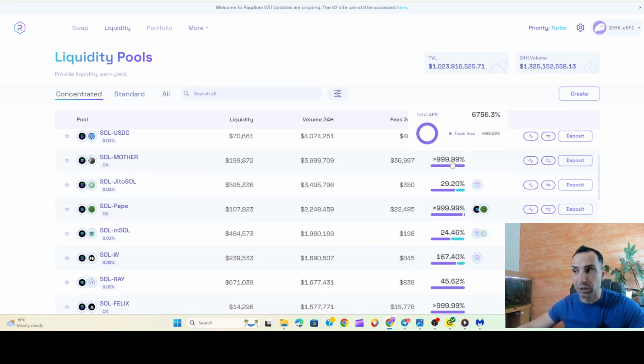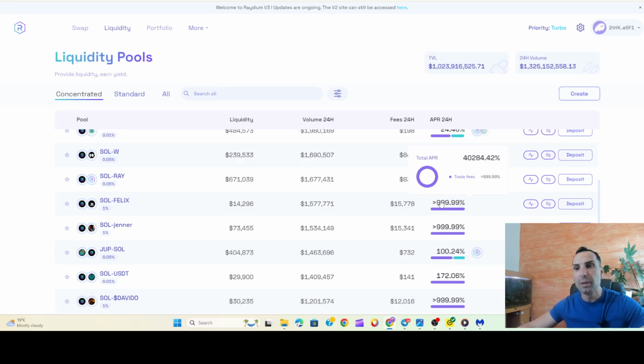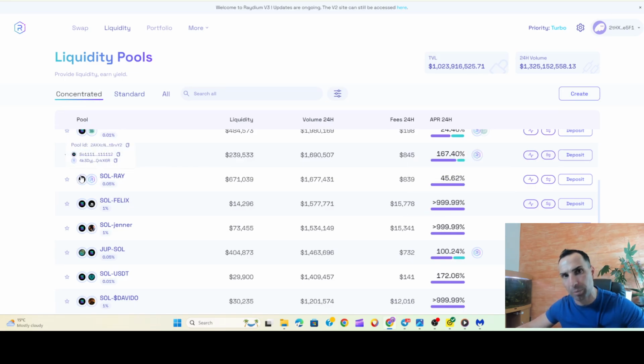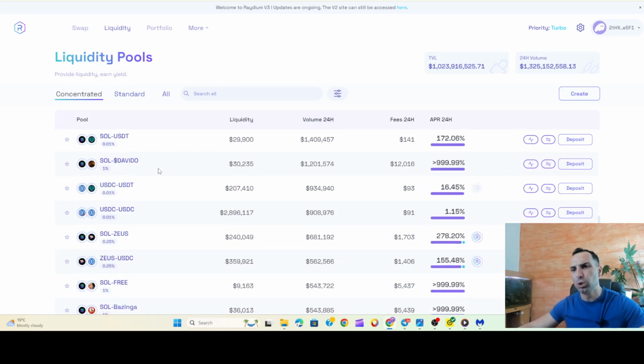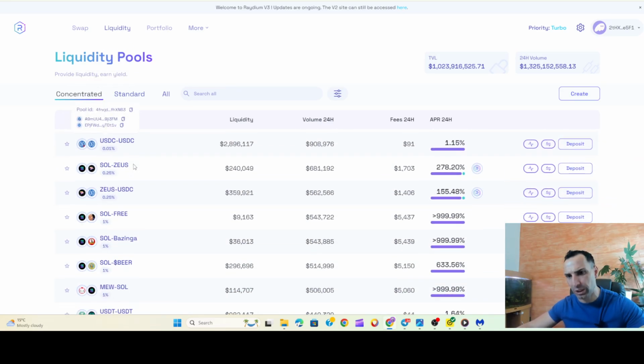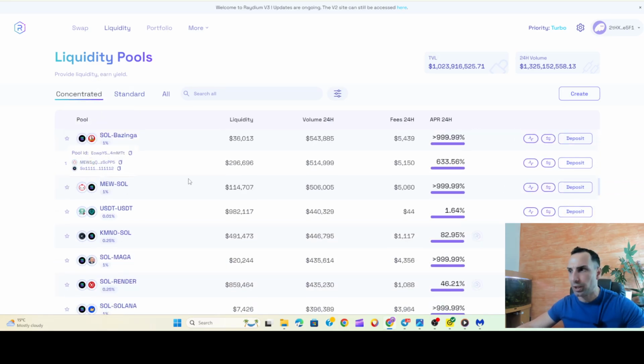When you see these crazy APRs, 900, 1,000, 2,000, 8,000 percent, make sure you understand this is extremely risky, because there are some kinds of meme tokens. If they're not good, established meme tokens, they can go up and they can go extremely down. So make sure you don't go there, okay? Just don't go there, simple as that.